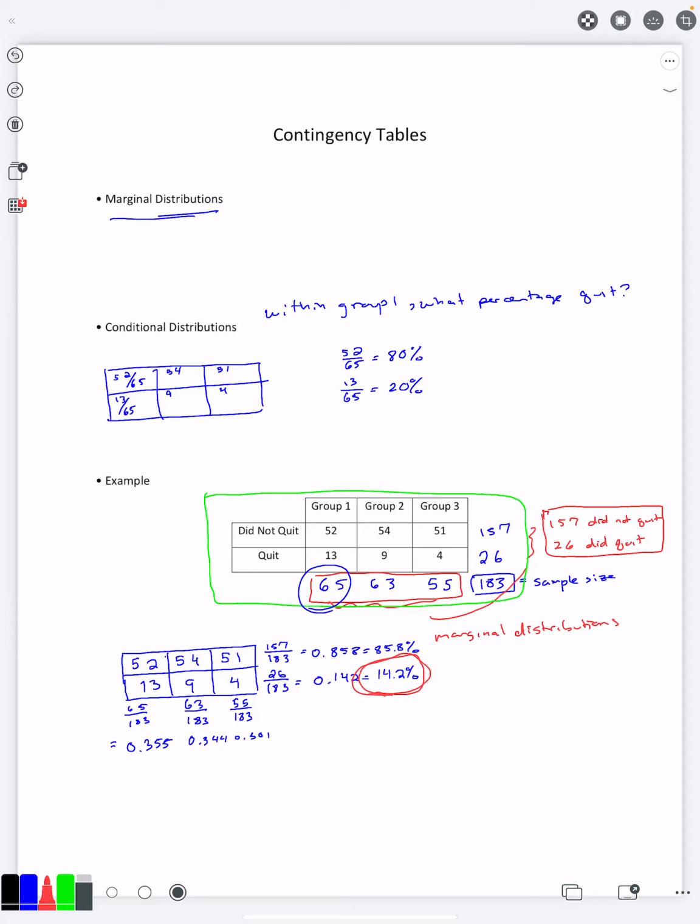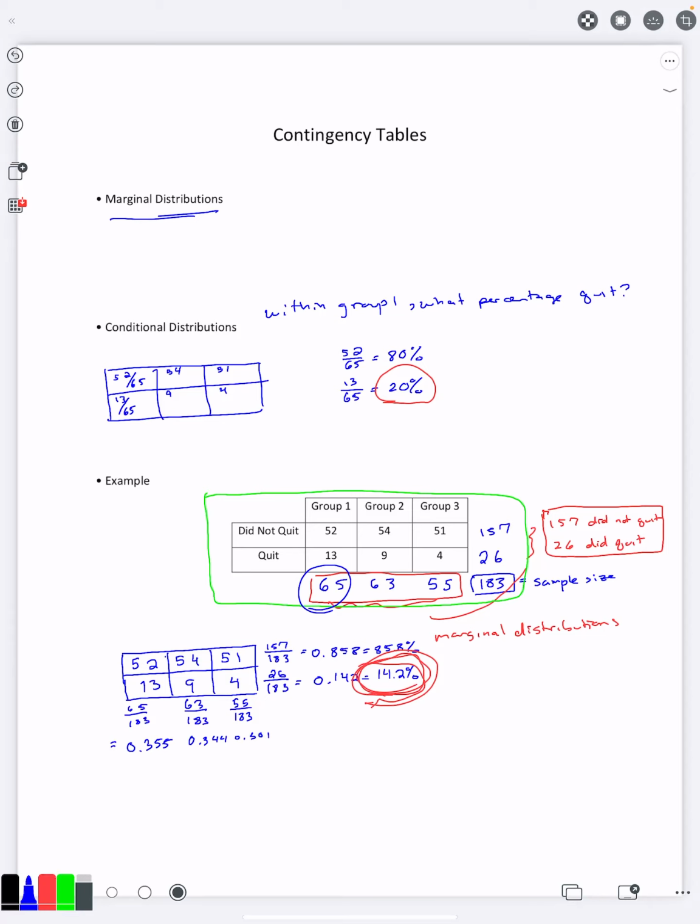So we can use these and we can compare these two rates and say, oh, well, maybe group 1 was more effective on average. Now this is very important because you need to know exactly which numbers you're dividing to get the right answer. And you have to understand what you're talking about in order to do this. Because like I said, if I ask you what percentage quit, and that's all I say, the answer is 14.2%. If I say what percentage of people in group 1 quit, then it's 20%.